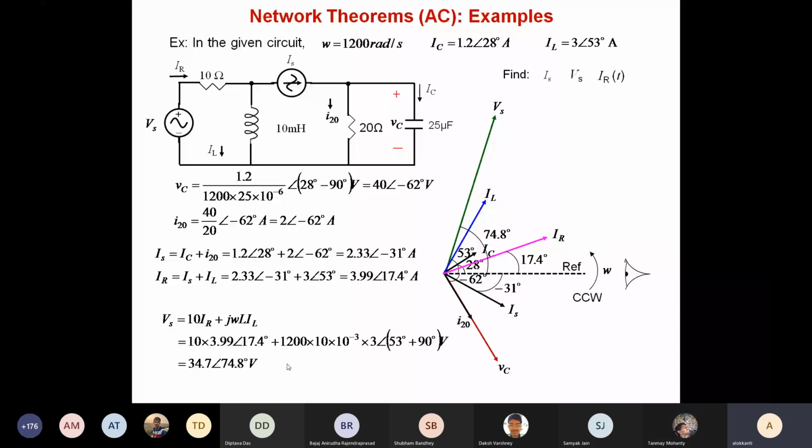In this notation, you see Daksh, there is a magnitude and an angle. Suppose this magnitude is Vm. Suppose you consider IR, suppose IR is not a voltage. So the magnitude is 3.99. So it is basically 3.99 cos omega t plus 17.4 degrees.